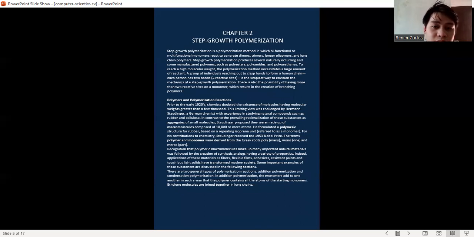For chapter 2, step growth polymerization. Step growth polymerization is a polymerization method in which bifunctional or multifunctional monomers react to generate dimers, trimers, longer oligomers, and long-chain polymers. Step growth polymerization produces several naturally occurring and some manufactured polymers such as polyesters, polyamides, and polyurethanes. To reach a high molecular weight, the polymerization method necessitates a large amount of reactant.